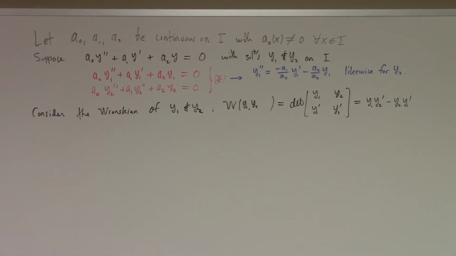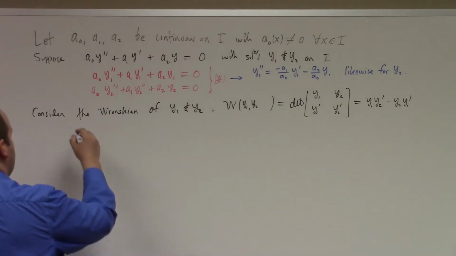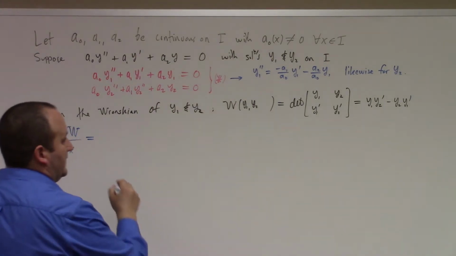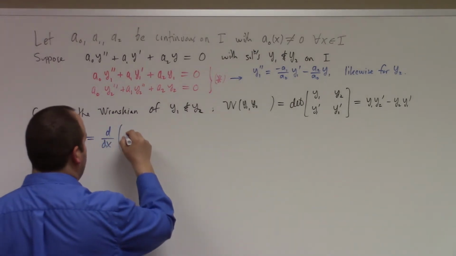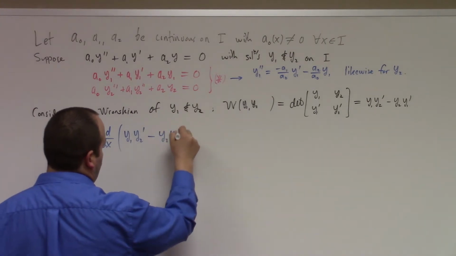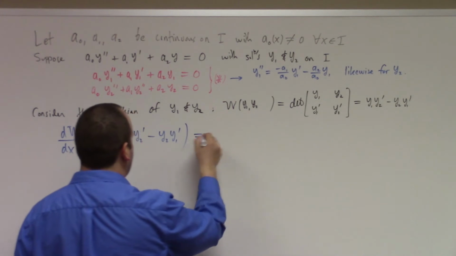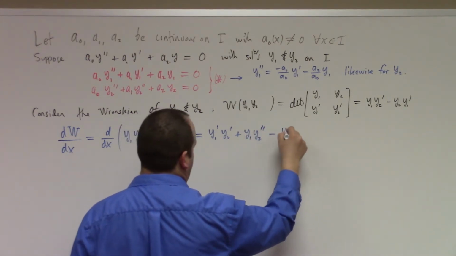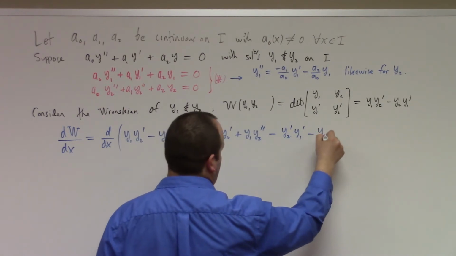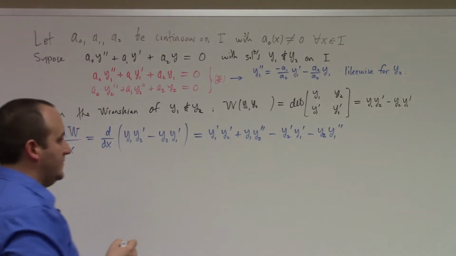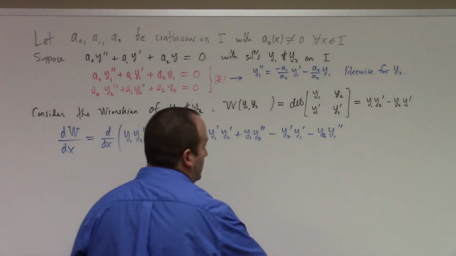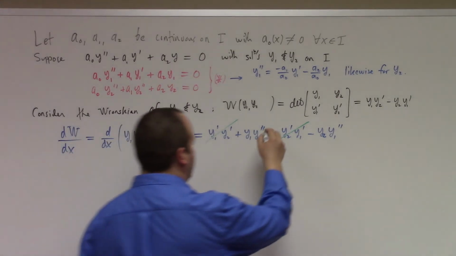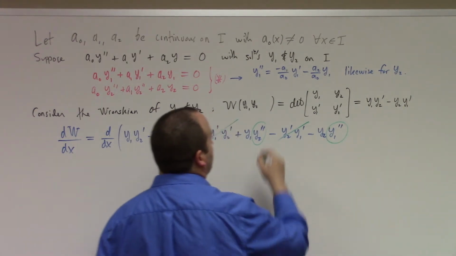Then we calculate the derivative of the Wronskian. So what's dW/dx, or W' if you like? It's d/dx of y1 y2' minus y2 y1'. We do the product rule, so we get y1' y2' plus y1 y2'' minus y2' y1' minus y2 y1''. Thankfully, two terms here cancel out, and we can replace the second derivatives with the expressions up here.